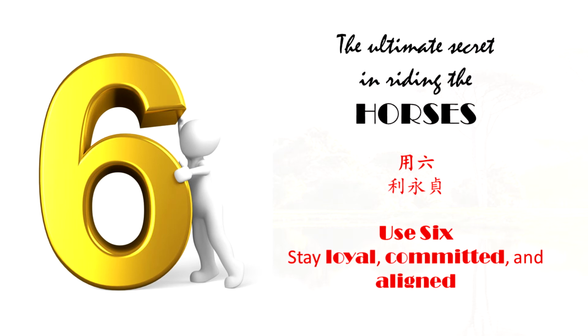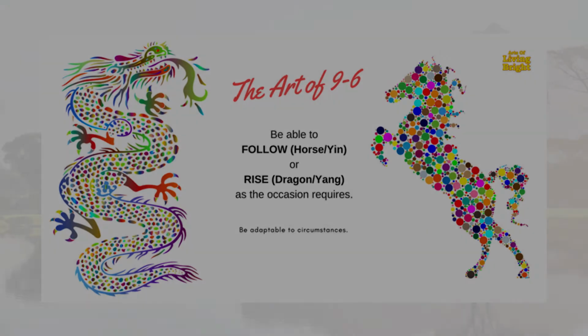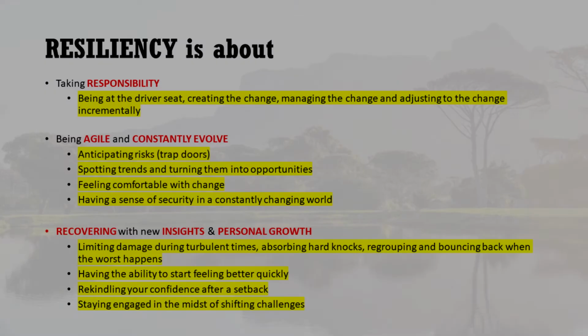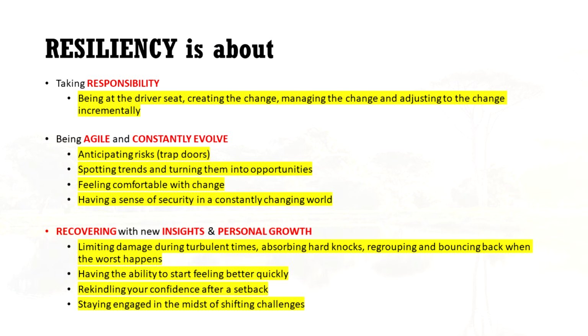Alright, so if you put these two together, the 9 and the 6, that's where we get the art of 9-6, which is to be able to follow or to rise as the occasion requires. In essence, be adaptable to circumstances. Now, if you are able to execute the art of 9-6 effectively, this is what you're going to notice.